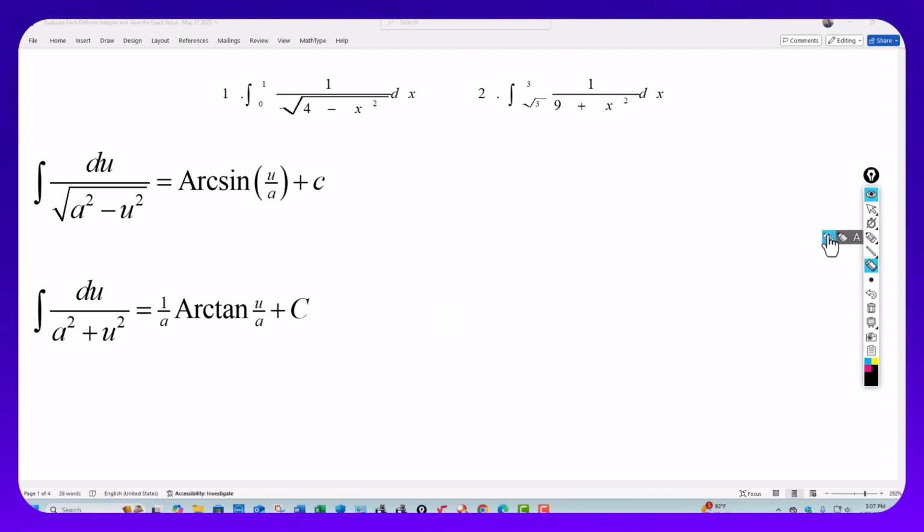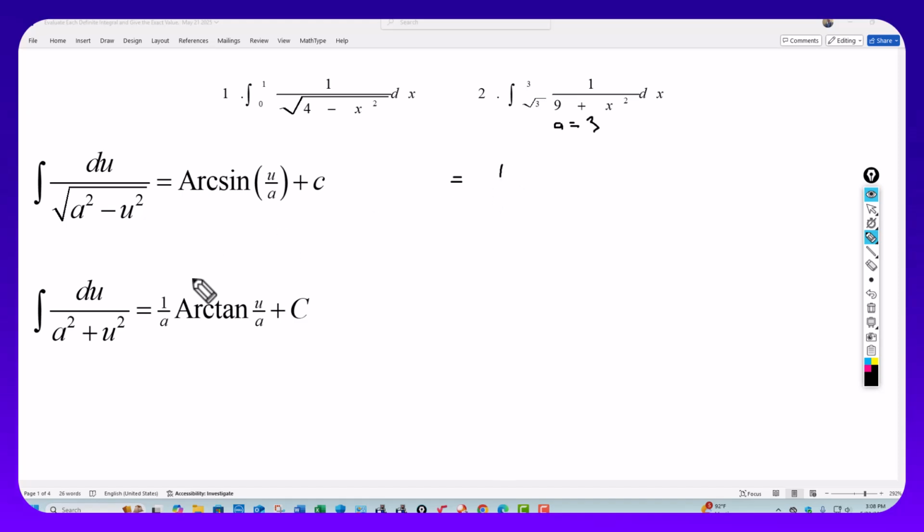Now for the next one, again, this is in the form right here. du over a squared plus u squared. Anything in that form is going to be 1 over a, arctangent of u over a, plus a constant of integration. So in this particular example here, the x squared, that corresponds to your u. The 9, or 3 squared, that corresponds to the a squared. A would be 3 here. So we can go directly to the integration. No u substitution needed here. Sometimes you have to set up the integrand in the form needed. But here we can go directly to the answer.